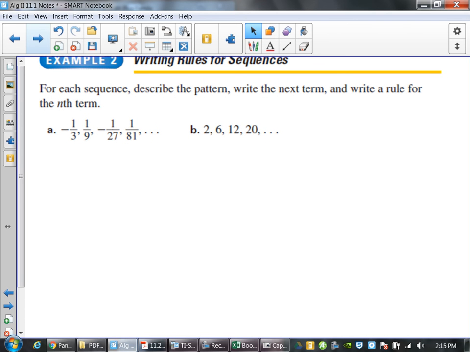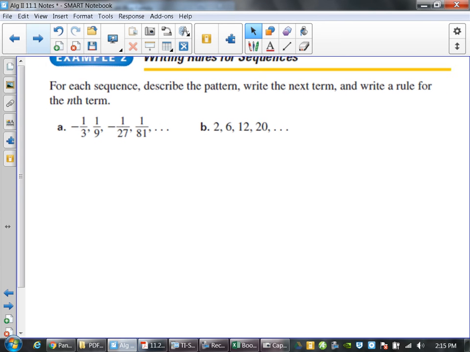So let's look at a couple different sequences and see if we can write the pattern out and write a rule for what's called the nth term. If I have some sequence like we just did and we figured out the pattern was 3 times n, and I want to know the 15th term, I would just use n as 15. That's what is meant by nth term.